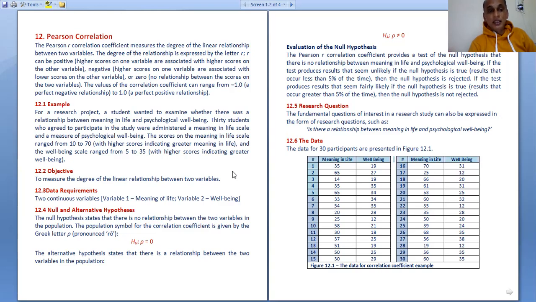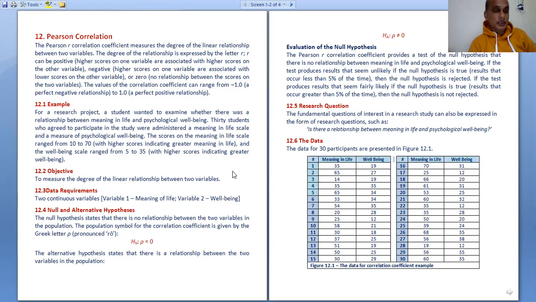That's the example. If you look at the objective of Pearson correlation, we are talking about the linear relationship between the two variables, which means that if one variable increases, the other variable will also increase. There can be another possibility that there is no effect of one variable on the other, or there can be something else happening, that is, if one variable increases, the other variable simultaneously decreases. So we have to see whether this linear relationship exists between the two variables.